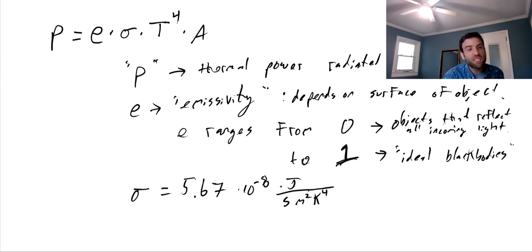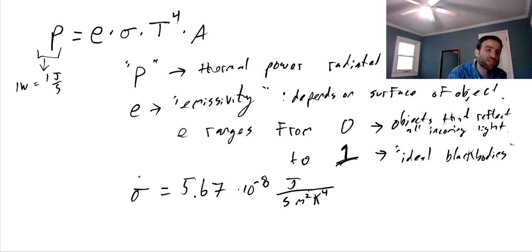And you can kind of see why it has to have this collection of units. Remember that power, this is 1 watt, which is 1 joule per second. That would be the units of power. And emissivity, this is just a number, a pure dimensionless number between 0 and 1. So to get the units to work out, I have joules per second on the left. And on the right, I'm going to have something multiplied by 4 powers of temperature and 2 powers of length.